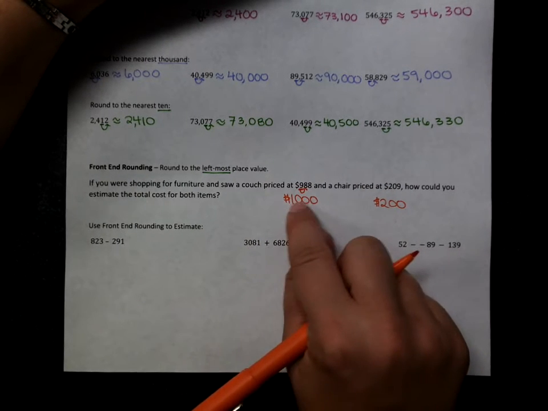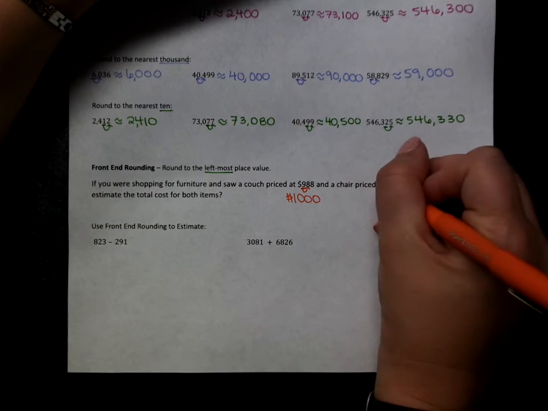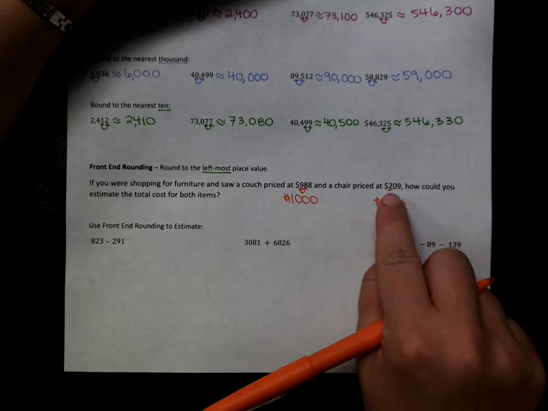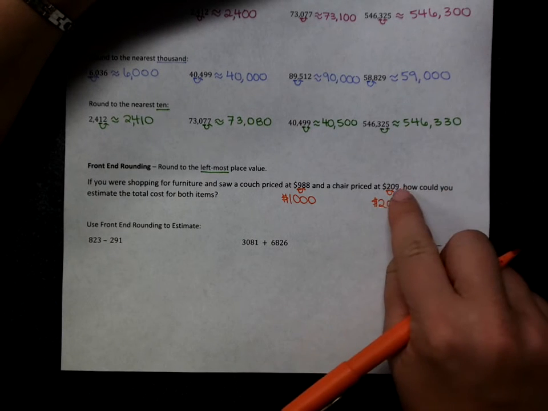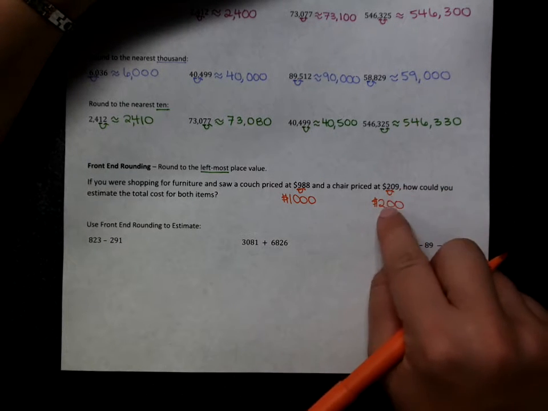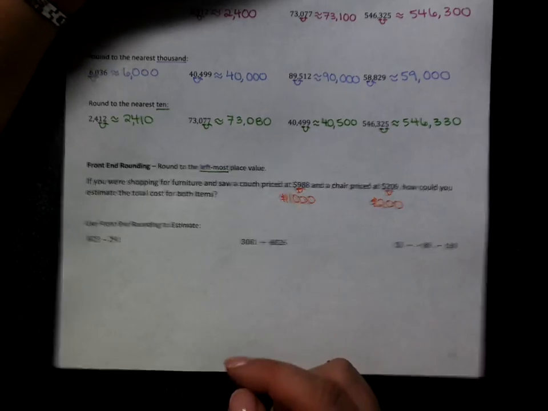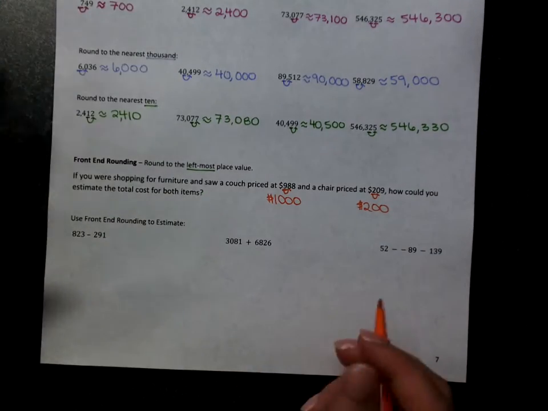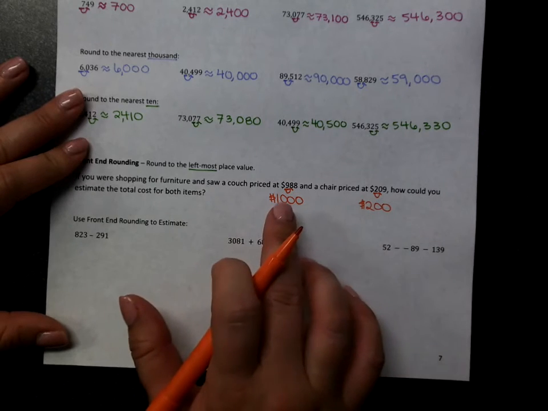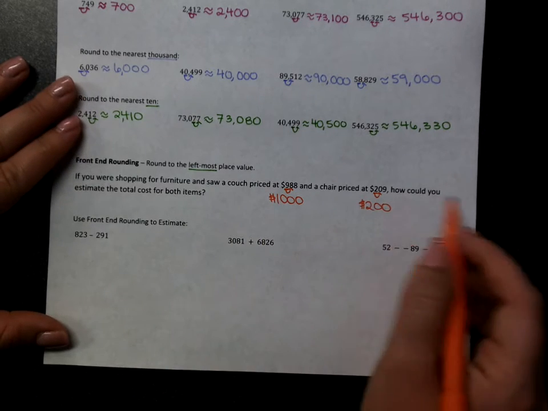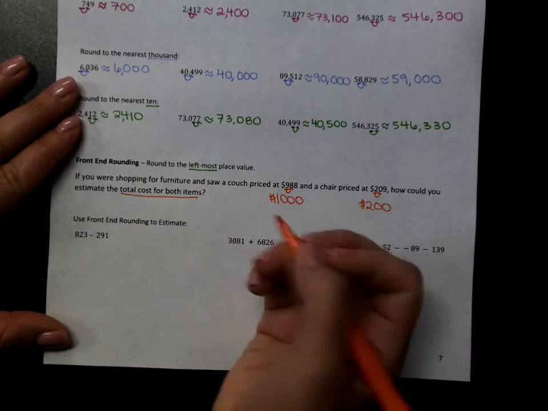So that 9 is becoming a 10. Again, we're looking at the first place value we can see, the leftmost one, looking immediately to the right of it, just by nature, and rounding from there. So, if I was walking around the furniture store and saw these two prices, I would round them off to 1,000 and 200. So how could you estimate a total cost for both items?